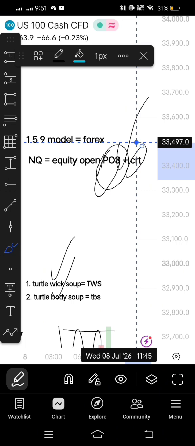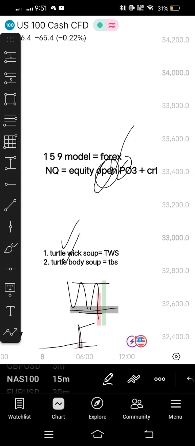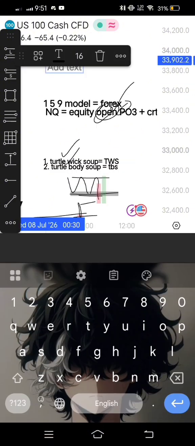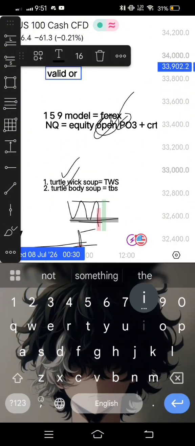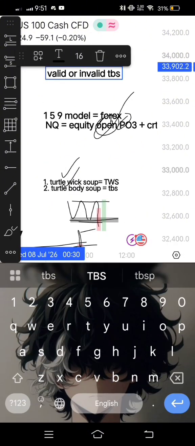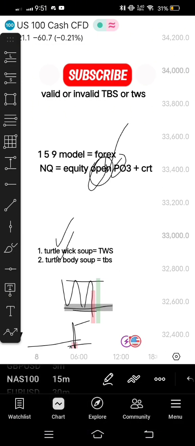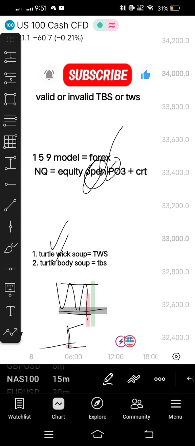So that is it for today's video. In the next video, we will discuss valid and invalid TBS or TWS, and the rules for validating TBS or TWS.